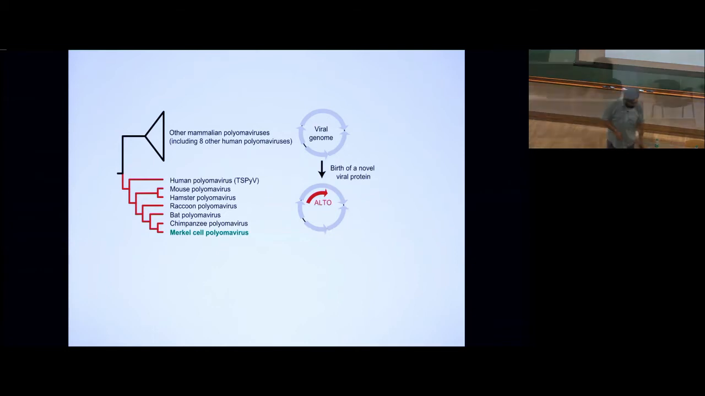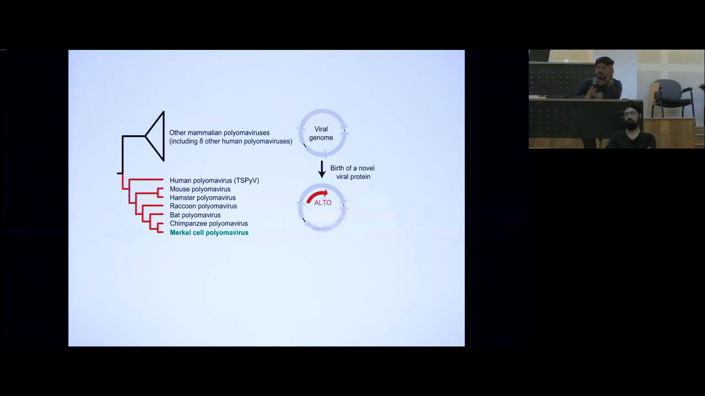It's an extremely difficult problem to keep the original protein in the same reading frame and the new protein in the alternate reading frame. So it's very difficult to evolve such a gene.